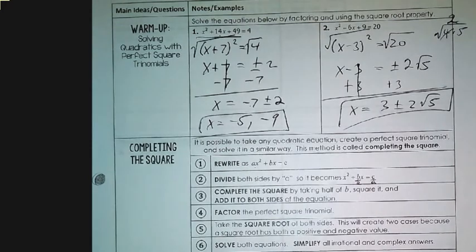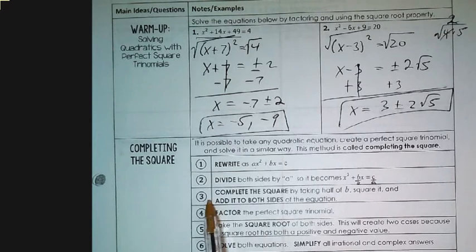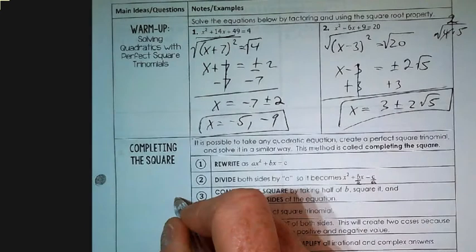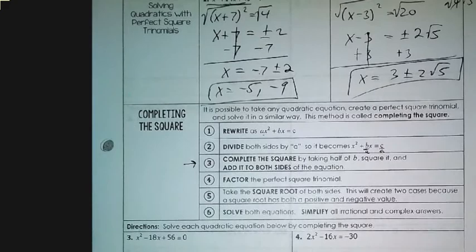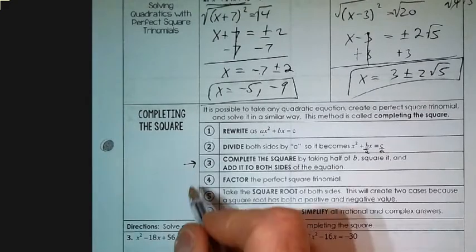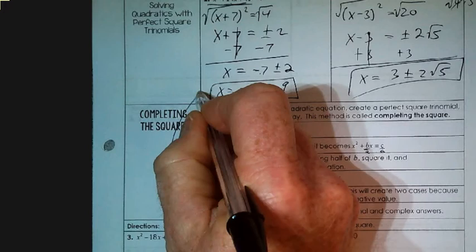All right, so in number 3, complete the square by taking half of b, squaring it, and adding it to both sides of the equation. So we know how to do that. I'm going to focus on steps 1, 2, and 3 right now, and then we'll move on to 4, 5, and 6, because 4, 5, and 6 go with this stuff up here.